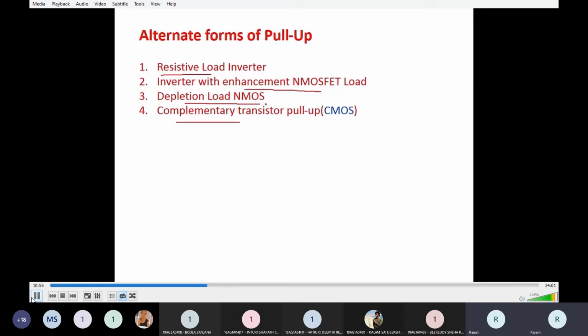Depletion load NMOS: whatever the previous circuit, that is the NMOS inverter we have discussed, that circuit itself is the depletion load NMOS. Complementary transistor pull up: here complementary means it is a combination of PMOS and NMOS. PMOS is complementary to the NMOS transistor, that's why it is called a complementary MOS structure. The pull up network is designed using PMOS transistors and the pull down network is designed using NMOS transistors. How it works as an inverter we will discuss.